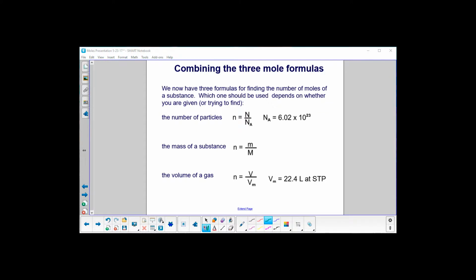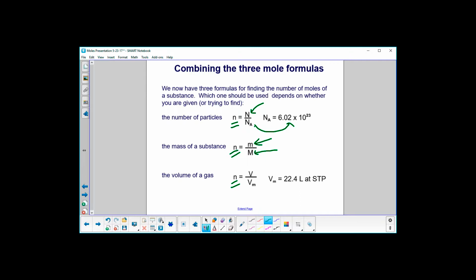It depends on what you're trying to find or what you're given as to which one you use. So let's start here, number of particles, and n is going to be the number of moles in all cases. So big N would be your number of particles of your sample. NA is Avogadro's number, 6.02 times 10 to the 23rd. If you're dealing with masses, you have your sample size mass there, and then you have your molar mass. That's what big M is, molar mass.